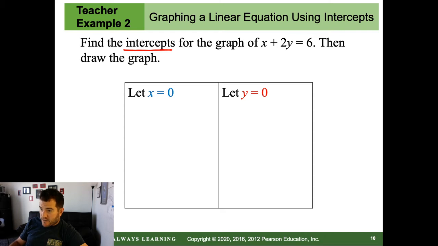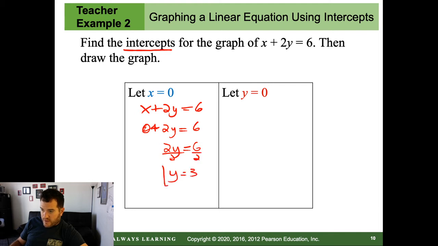Okay, x equals 0, right? It's x plus 2y is equal to 6, but I'm letting x equal 0, right? So I get 0 plus 2y is equal to 6. This goes away, right? So then I have 2y equals 6. Divide both sides by 2. I get y is equal to 3. You guys see that? So now, what is my point? Remember, my x was 0. My y was 3, so I have the point (0, 3).